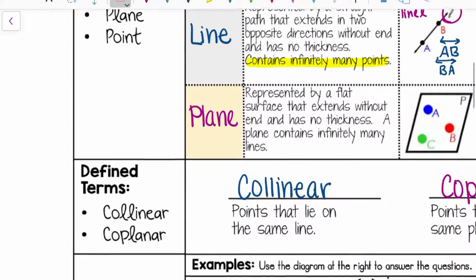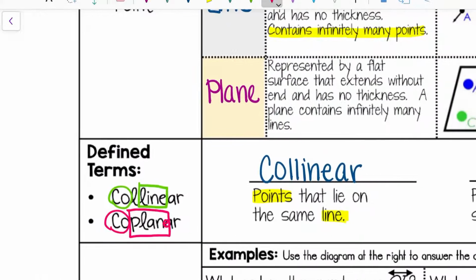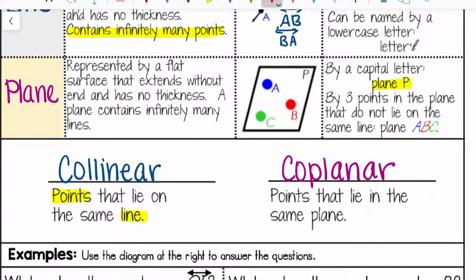Okay, so let's talk about collinear. If you look at these defined terms, collinear, these defined terms use undefined terms in their definitions. For collinear, co means together, and you have the word line. So points that are together on the same line are collinear. And see, we use points and line. We use those two undefined terms in that definition. Coplanar, you have co meaning together, and if you add plane right there, you have together on the same plane. So coplanar points are points that lie in the same plane. And again, you have two undefined terms used to define a defined term.